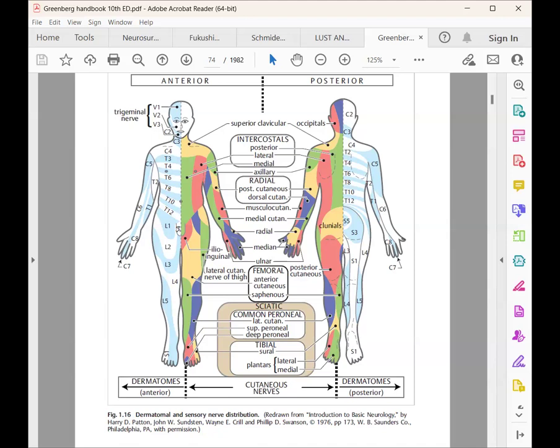So those are some of the important clinical correlates for this beautiful anatomic description that has been done. Those are some of the contributions I have. Thank you.